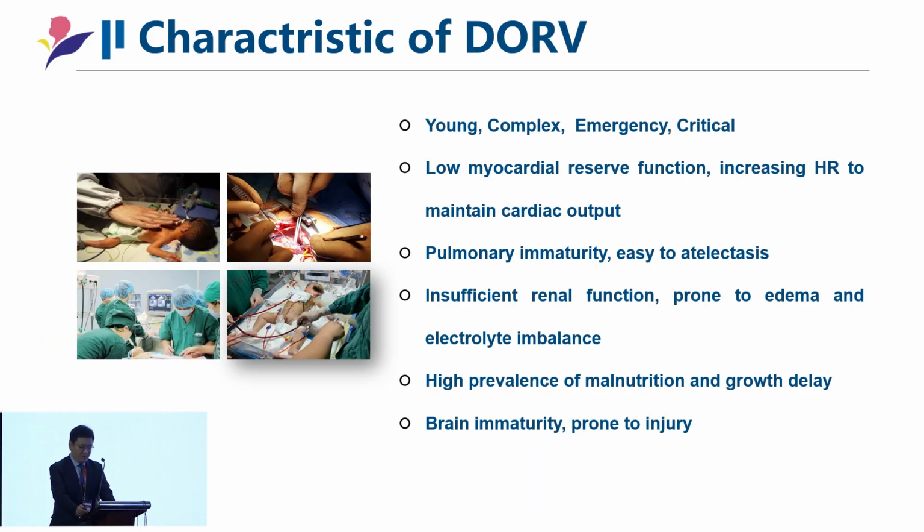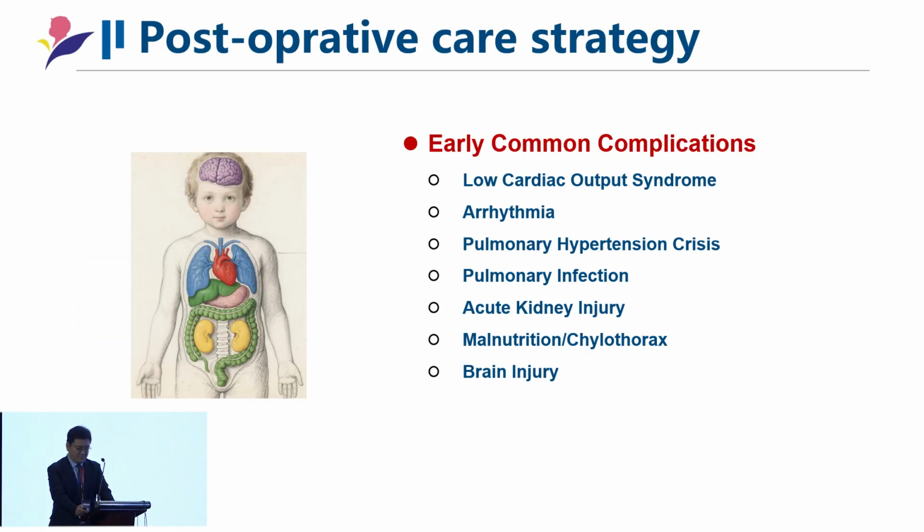DORV patients are typically young, critically ill, and may have multiple anomalies. They have a low cardiac reserve, relying on high heart rate for cardiac output. Immature lungs are predisposed to atelectasis. Immature renal function leads to fluid overload. They also face high risk of malnutrition and neurological injury. In major Chinese heart centers, the in-hospital mortality of DORV has fallen below 3%.